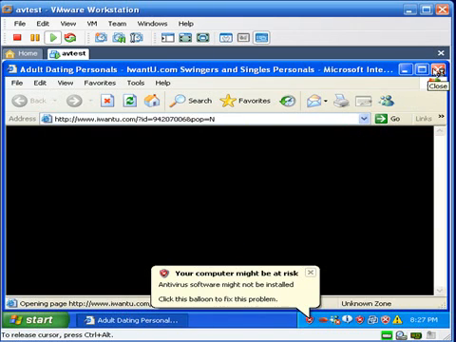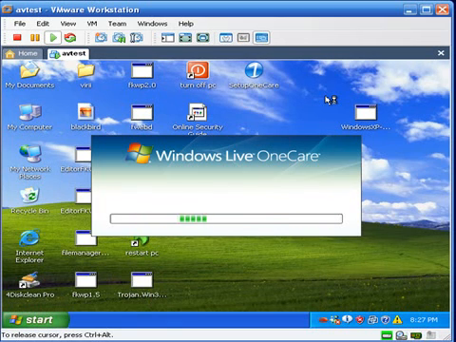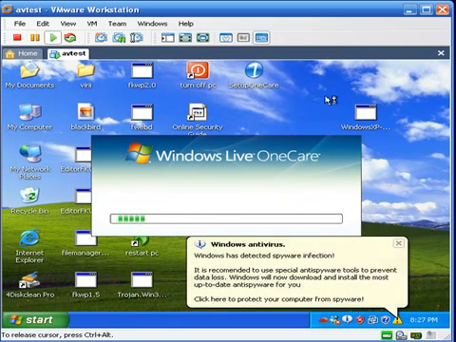So we're getting some website pop-ups, redirections, porn pop-ups, things like that. Like I said, this is a very, very infected VMware machine. So OneCare is starting up. It's taking its time. I can't really blame it because there's just a ton of infections on here.